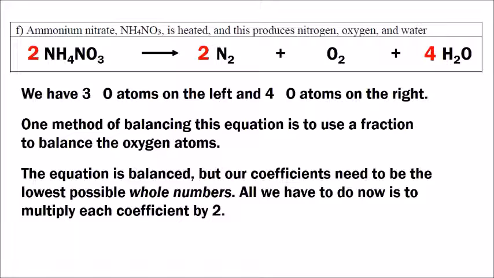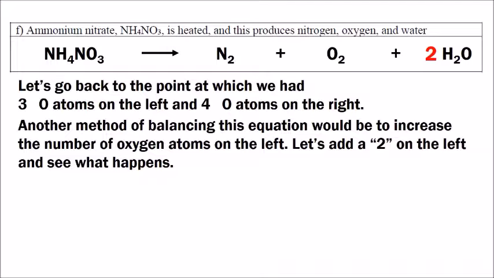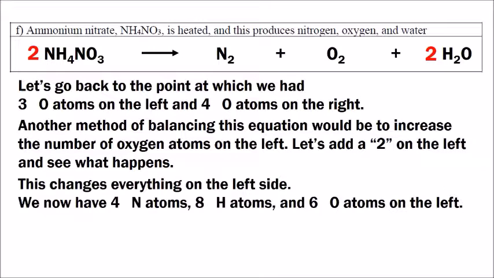And if you're not interested in using fractions to balance a chemical equation, let's go back to the point at which we had 3 oxygen atoms on the left and 4 oxygen atoms on the right. So another method of balancing this equation would be to increase the number of oxygen atoms on the left. Let's add a 2 on the left and see what happens. Well, that 2 changes everything on the left side.